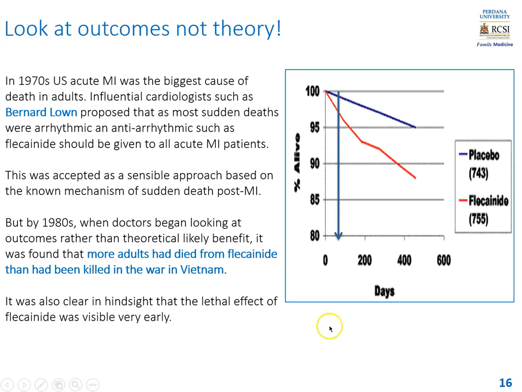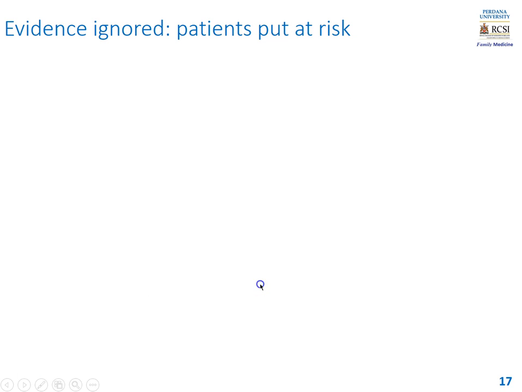However, when they looked at the outcomes, which is much later, they found that there was an increased mortality in those on flecainide as opposed to those on placebo. And in fact, if they'd looked at this much earlier, they could have saved a lot of deaths here. In the event, flecainide was responsible for the deaths of more adults than were killed in the Vietnam War.